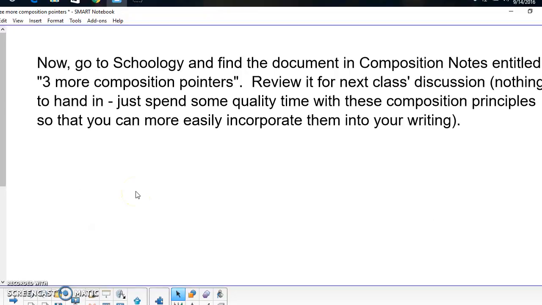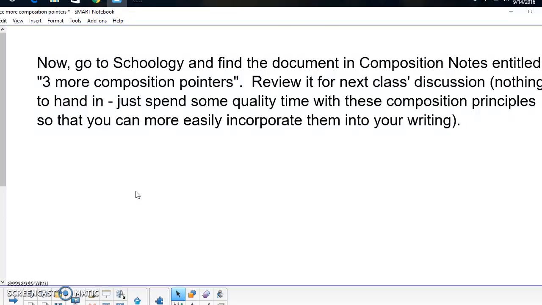Okay, now you're going to go to Schoology. You're going to find the document in composition notes that's entitled 3 More Composition Pointers. And all you have to do is review it for our next class's discussion. There's nothing that you have to hand in. I'm not going to collect it. I'm not going to somehow check that you personally did it. But this is what honors students do at an honors level.